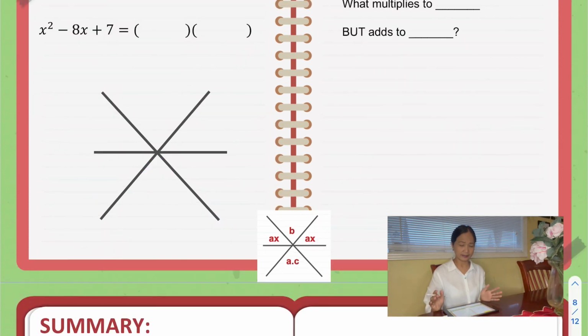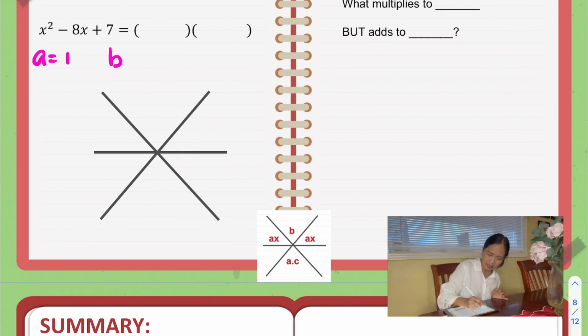Okay? So next, what happens if b is negative? So I have here a particular example of a quadratic trinomial, x squared minus 8x plus 7. Okay? Same process, same algorithm. A is equal to 1. B this time is equal to negative 8. And C is equal to 7.